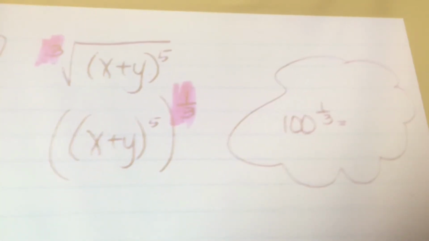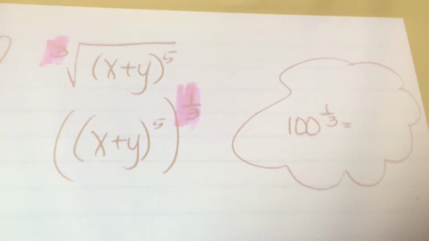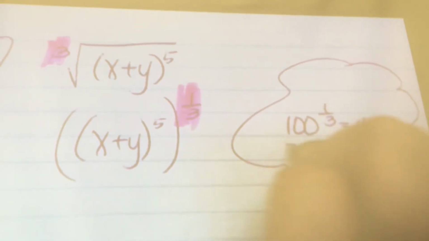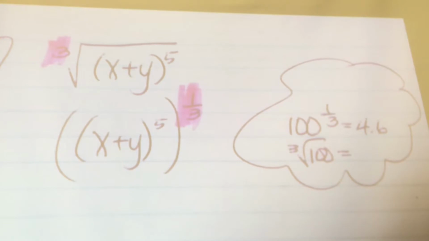What's 100 to the 1/3 power? What'd you get, Daisy? Okay, I'll take it. Now do the cube root of 100. Do you get the same thing? Don't you get 4.6 both ways?